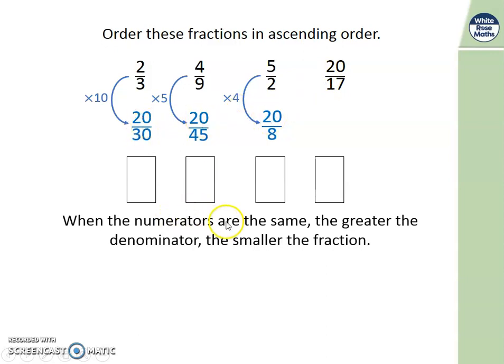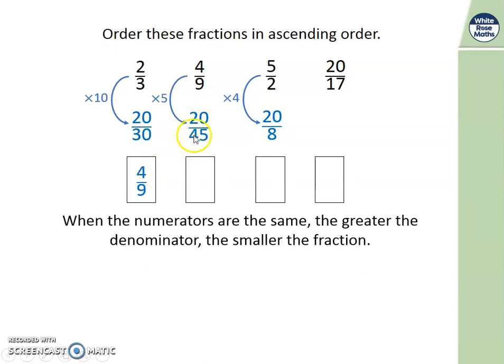So when the numerators are the same, remember our rule from last week? The numerators are all 20. Therefore, the greater the denominator, the smaller the fraction. That's because the whole one is being cut up into more tiny pieces. So which one's the greatest? This one, 45, is the greatest. So this must be the smallest. Original fraction goes back to there.